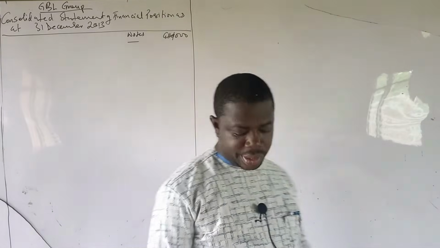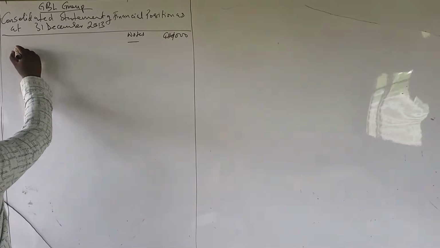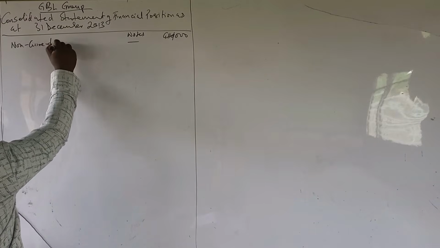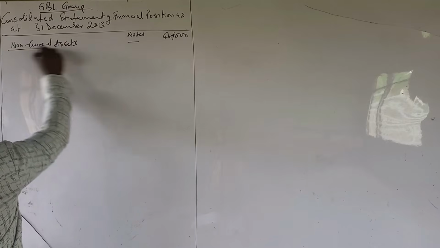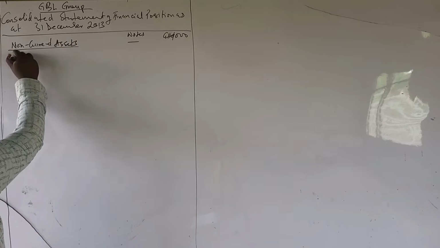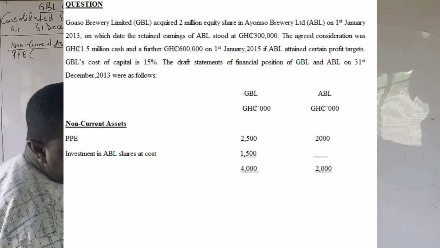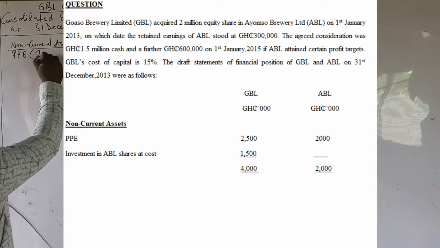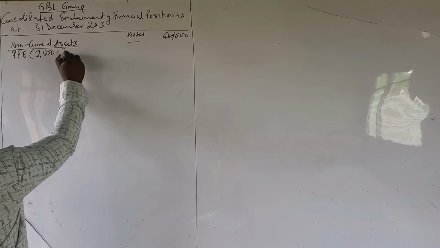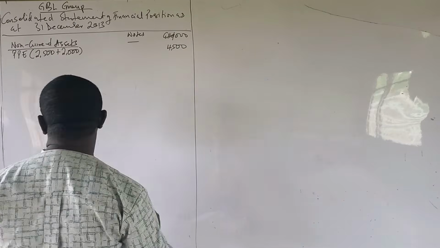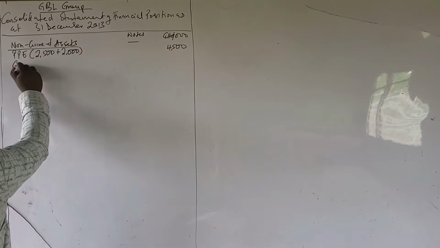So we begin with non-current assets. We are not going to waste time with this because we have explained into detail every other thing that should be done. So there was property, plant, and equipment, which we have for the parent was 2005, and then the subsidiary was 2000. There are 3 zeros up. So that gives us 4,500. And then remember there was goodwill.